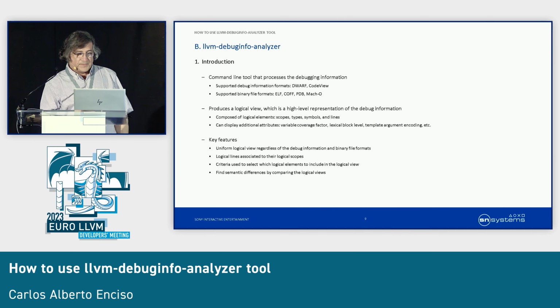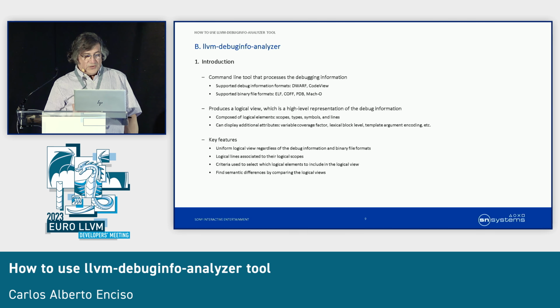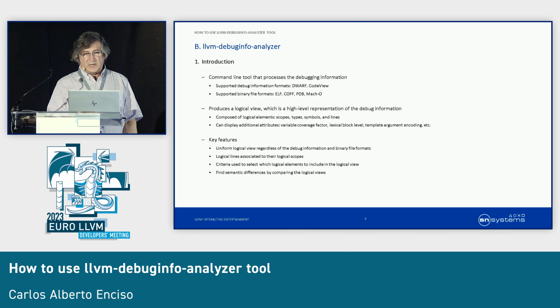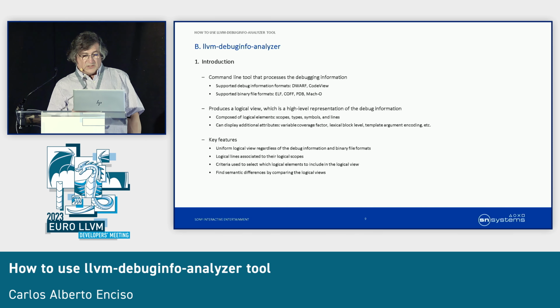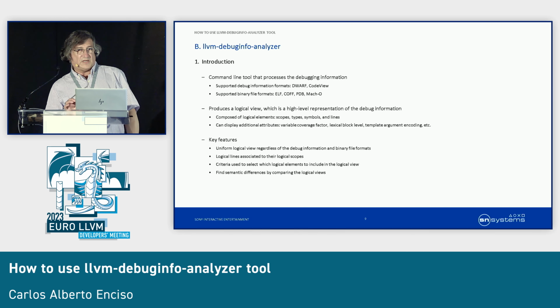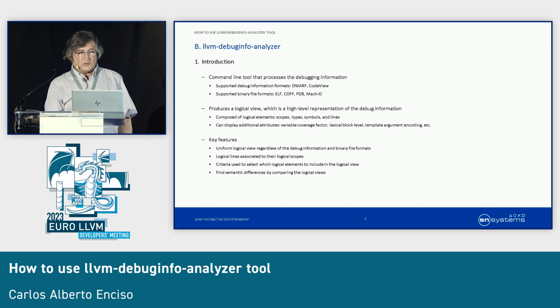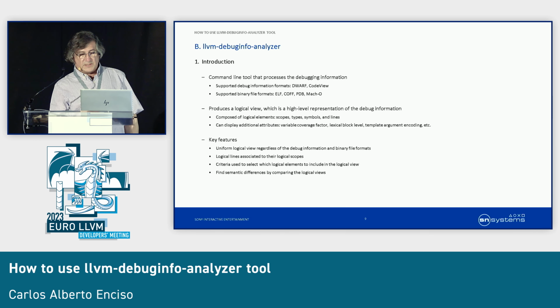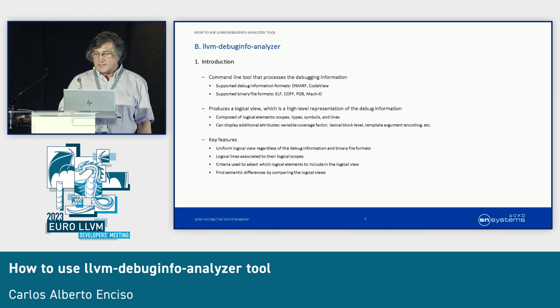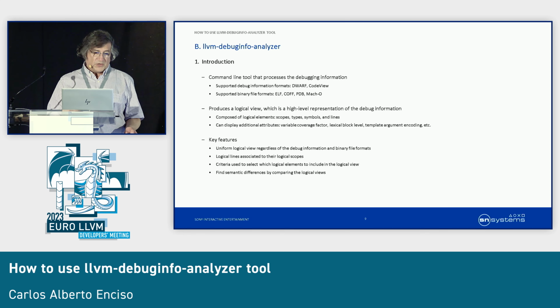Key features. There is a uniform logical view regardless of the debuginfo and binary file formats. The logical lines are associated to their logical scopes. We can use criteria to select which logical elements will be included in the final logical view. And finally, we can find semantic differences by comparing the logical views.